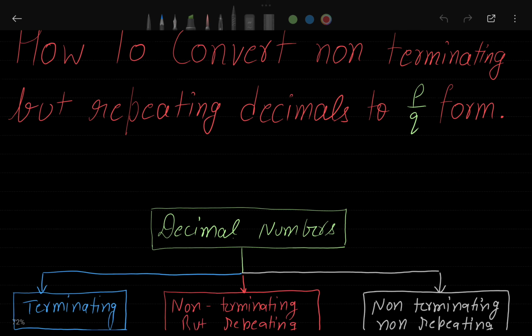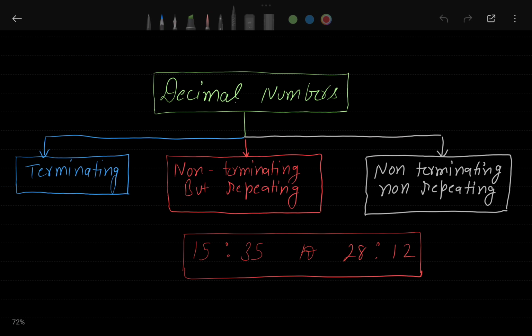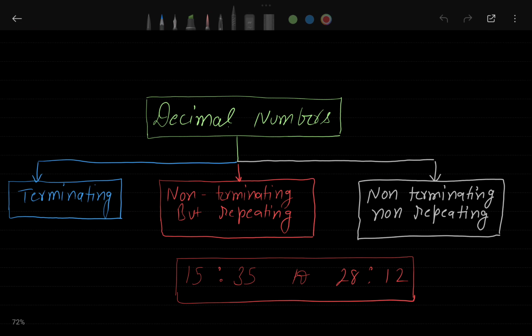The answer to this question is that in my last video I told you that both terminating and non-terminating but repeating decimals are rational numbers, and you know that a rational number is a number that can be expressed in the form of p by q, where p and q are integers and q is not equal to 0. And since non-terminating but repeating decimals are also rational numbers, we can convert them in the form of p by q. And how, that is what we are going to learn in this video today.